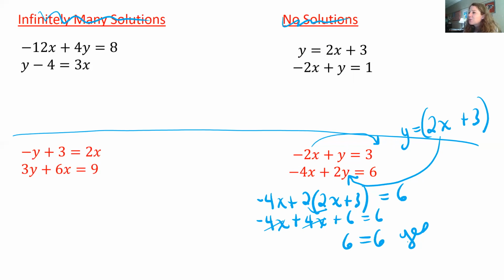So if you end up with a true statement and your variables are gone, that means you have infinitely many solutions. Basically, it's the same line. The same lines will line up on top of each other.